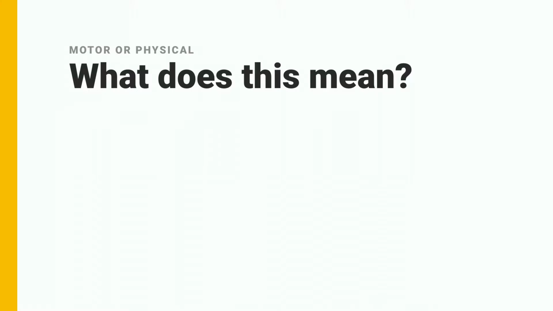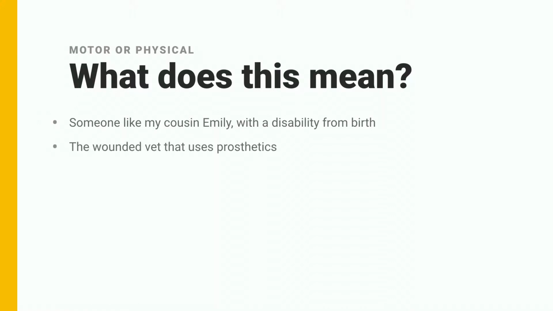So what does it mean when I talk about motor or physical impairments? It could be someone like my cousin Emily with a disability from birth. It could be the wounded vet that uses prosthetics, or even my niece with her broken arm or finger. And it's funny because I always bring up something temporary that could actually affect you in this. And it's something that can affect us at any time. It could be injured limbs to even our just aging bodies.